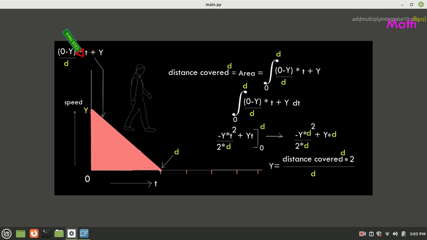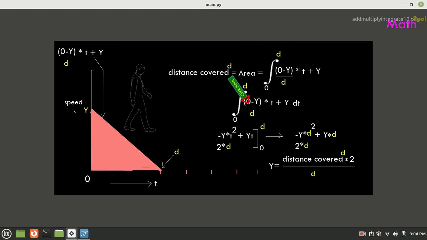So for every t, this is the y. So every x, this is the y. So at the time t equals 0, y is the speed. At the time of d, it would be y minus y, that is 0. So this is the equation. Now area is 0 to d.